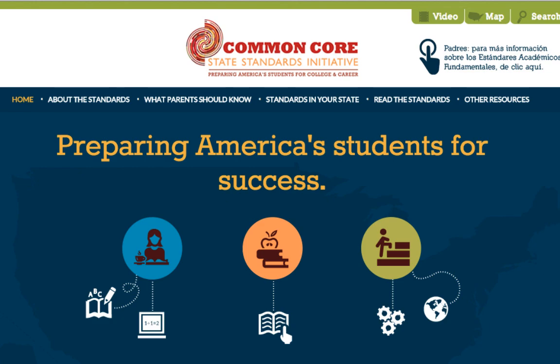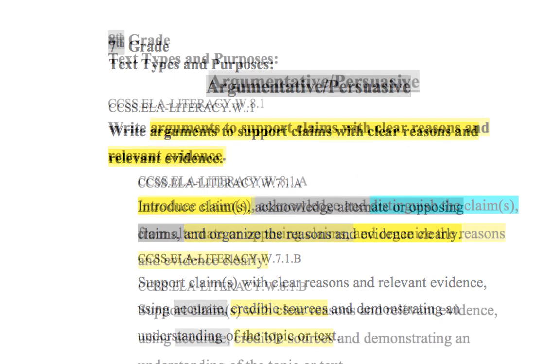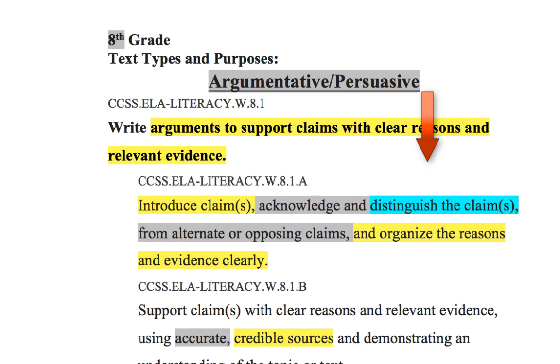Background. The Common Core standards require that 7th and 8th grade students use an argumentative writing structure. An argument has two sides or opposing claims. In 7th grade, the writer only had to acknowledge alternate or opposing claims. The 8th grade writer must go further and distinguish the claim from alternate or opposing claims.